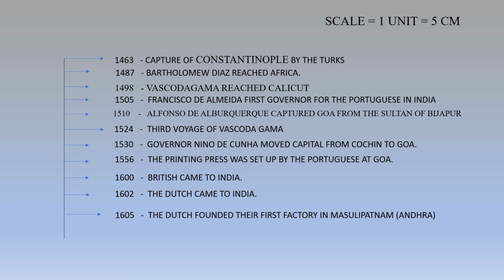1556, the printing press was set up by the Portuguese at Goa. 1600, British came to India. 1602, the Dutch came to India. 1605, the Dutch founded their first factory in Masulipatam. Where is it located, children? Yes, it is located in Andhra Pradesh. Yes. So you have to write the timeline chart in year order.